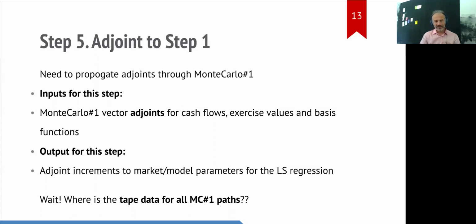But wait, you can ask, where is the tape data? Because if you want to propagate adjoints through Monte Carlo 1, it's not sufficient to have adjoints for the cash flows. You do need to know what happens for each path. How do you translate this adjoint to market rates?